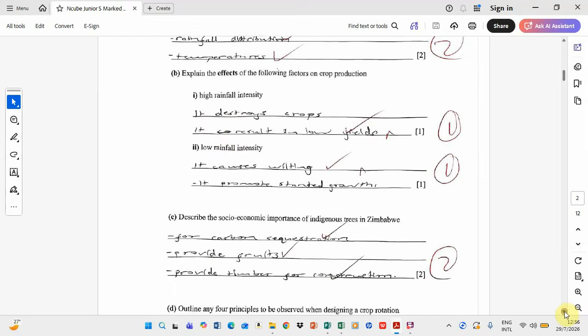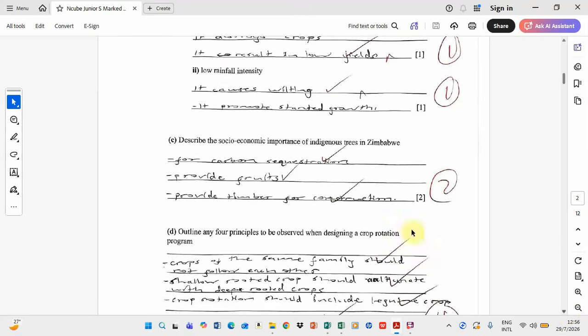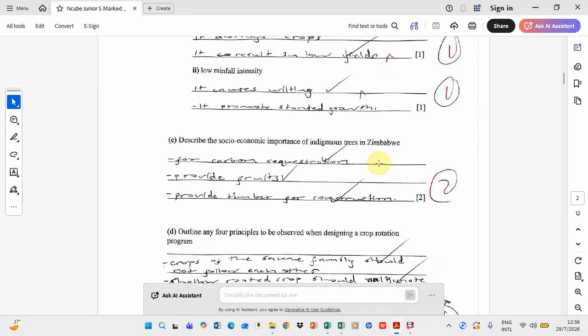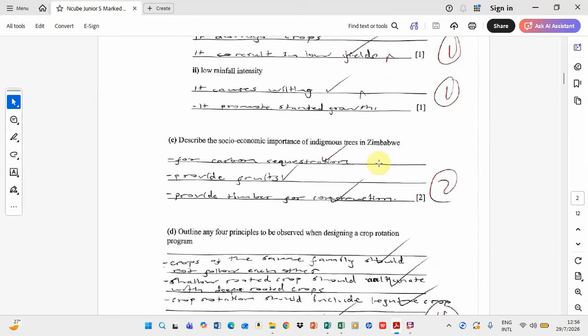Right, let's move on to the next question, that is describe the socio-economic importance. Describe the socio-economic importance of indigenous trees in Zimbabwe. Socio-economic importance. So here we're just talking about the social and also economic importances of indigenous trees. Right, they can provide for carbon sequestration, whereby the trees absorb carbon dioxide that is in the atmosphere as they are photosynthesizing. So they reduce the impact of carbon dioxide in the atmosphere.